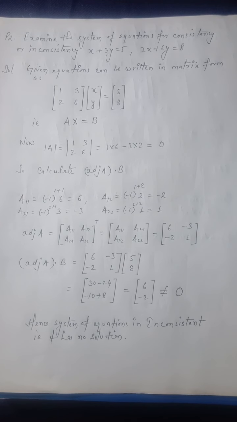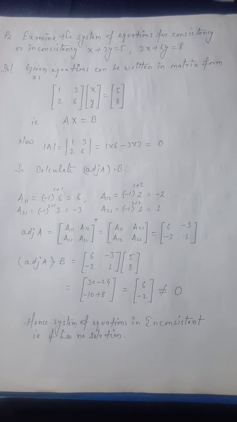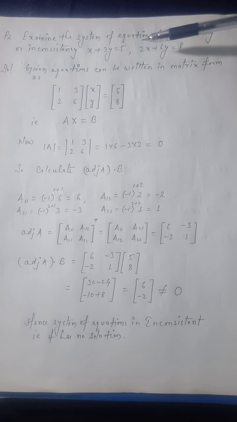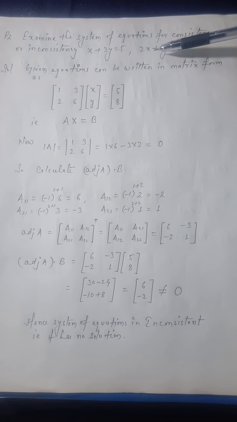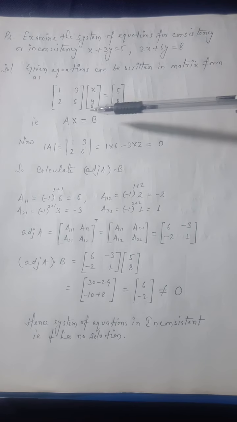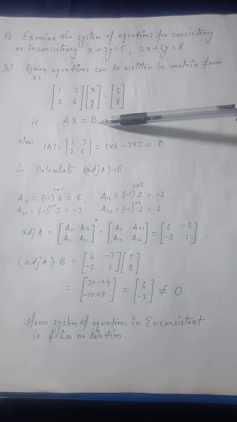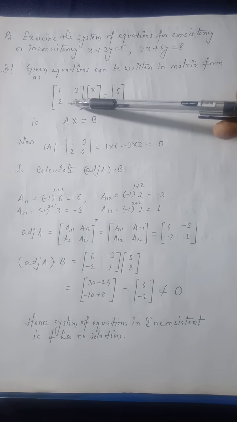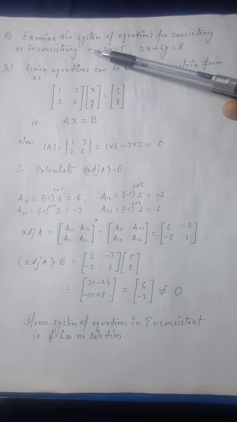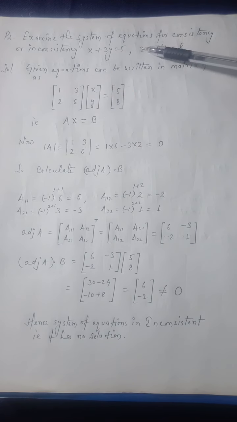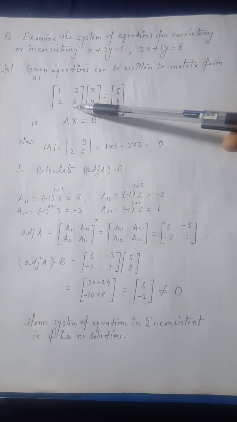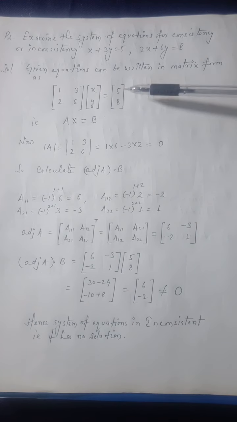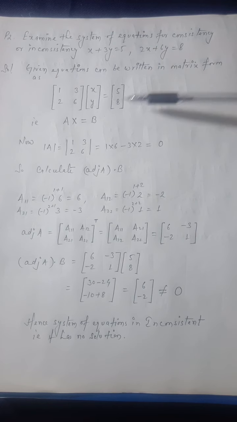Now take the next problem. Again here we have to examine consistency or inconsistency, and the number of equations is 2 and the number of variables is also 2. Our first work is to form the matrix equation which is in the form of Ax = B. So here A is a coefficient matrix which will be written as 1, 3 in the first row and 2, 6 in the second row. This is the X matrix, this is matrix B, which is 5 and 8.